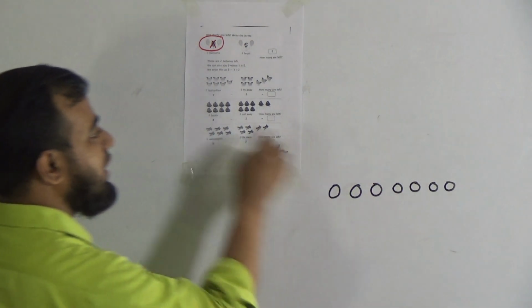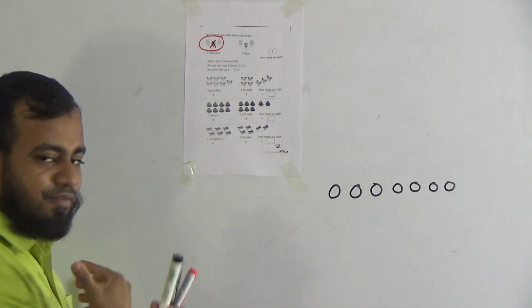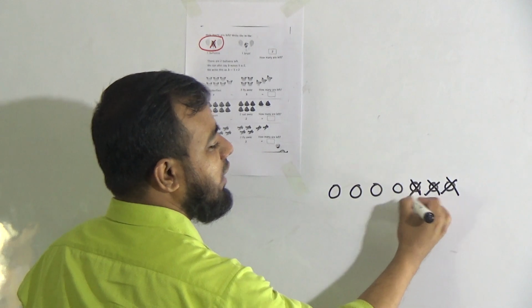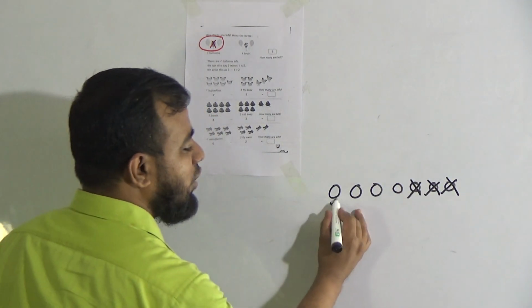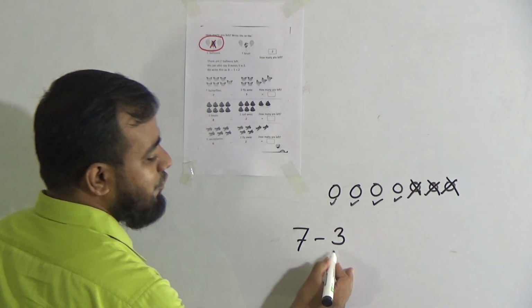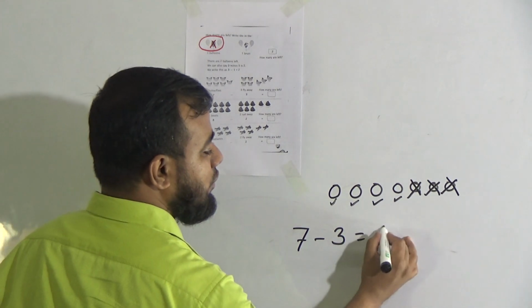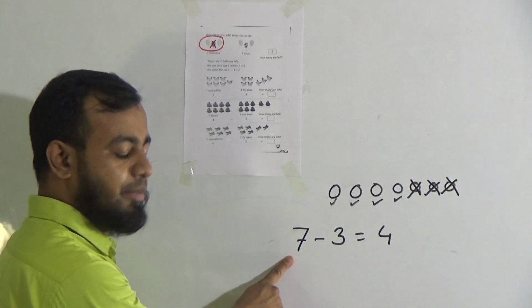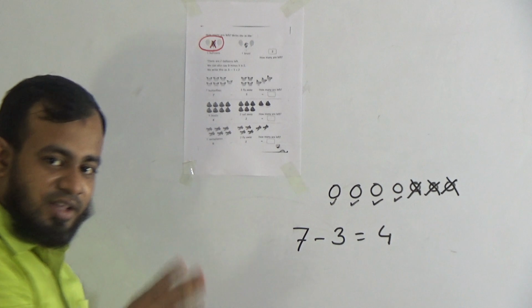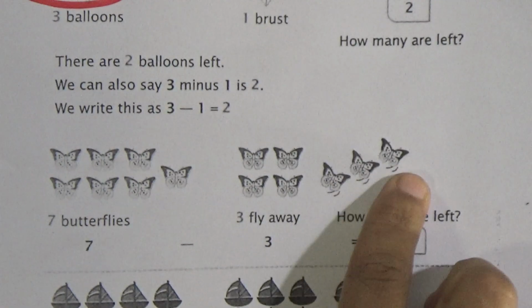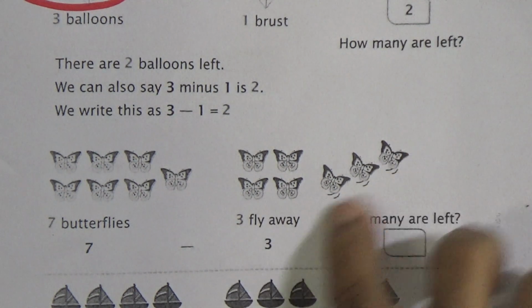From the 7 butterflies, 3 fly away. 3 fly away means 3 have gone away. So 1, 2, 3 have gone away. How many are remaining? It's 1, 2, 3, 4. That means if we subtract 3 from 7, we find 4. When 3 butterflies fly away from the total of 7, 4 butterflies remain. The figure says that from the 7 butterflies, 3 butterflies are flying away. This is the picture of flying.